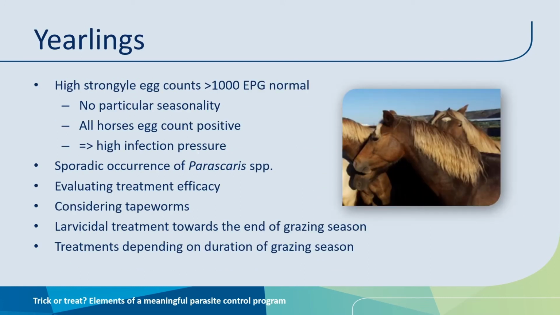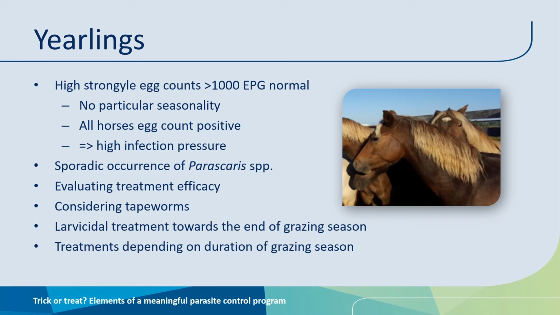So shifting to yearlings, yearlings are a different ball game here. We are primarily dealing now with strongyles. We get very high strongyle egg counts normally in this age group. We don't see a particular seasonality, and we expect all the horses to be egg count positive. So we have to think about the infection pressure, the stocking density, where these horses are grazing, what we can do on those pastures to mitigate the infection pressure in terms of some of the pasture management tools that I mentioned earlier.